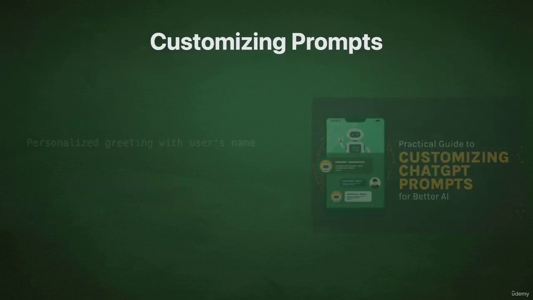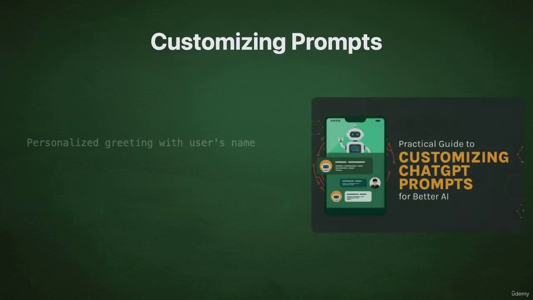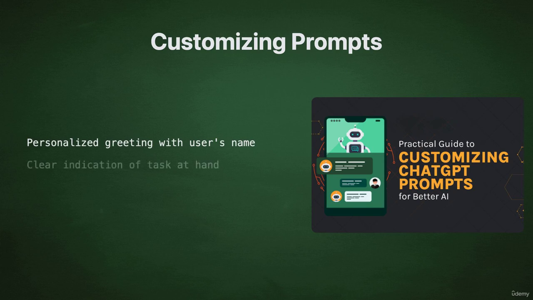To illustrate the concept of customizing prompts, let's consider a simple example. Imagine you're using a virtual assistant to order a pizza. A generic prompt might be, "How can I help you?" Instead, a more customized prompt could be, "Hi, your name. What type of pizza would you like to order today?" This prompt not only addresses you by name, but also provides a clear indication of the task at hand, making the interaction more intuitive and efficient.